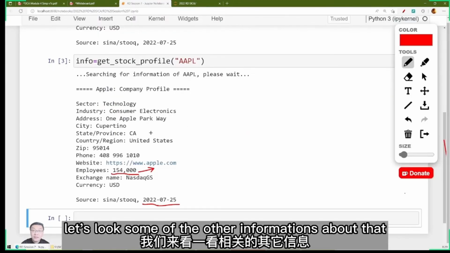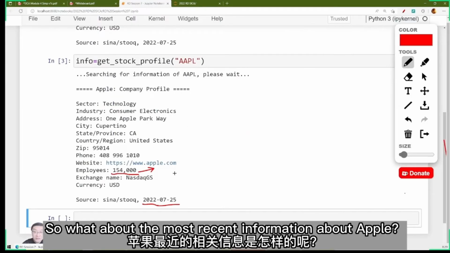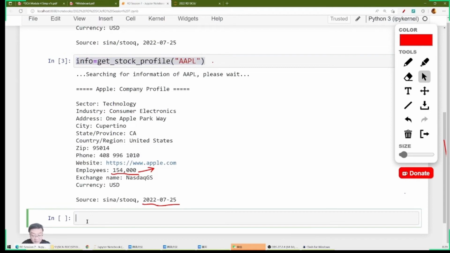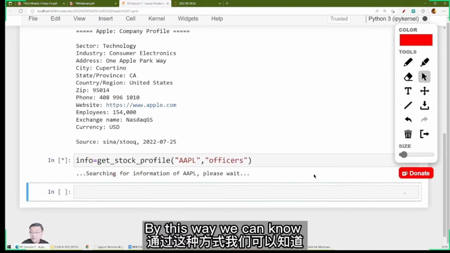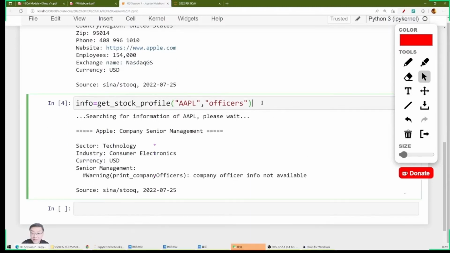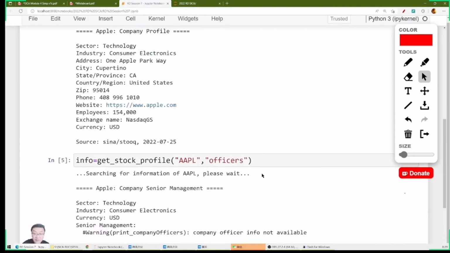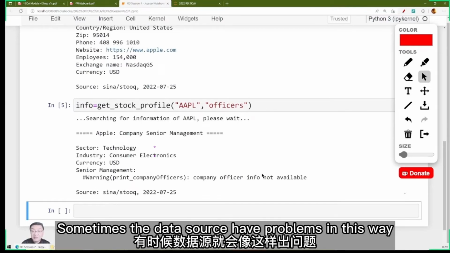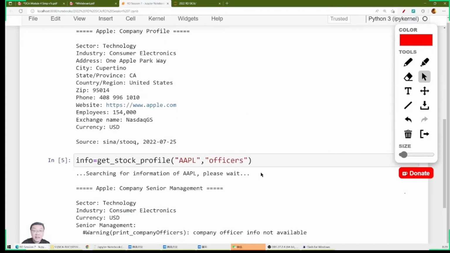Okay, let's look at some of the other information. So what about the most recent information about Apple? Let's do another update. Now, by this way, we can know the most recent information about Apple. Oh, we have some problems here, right? The data source has some problems. Sometimes we have this problem. Probably we need to do that later.